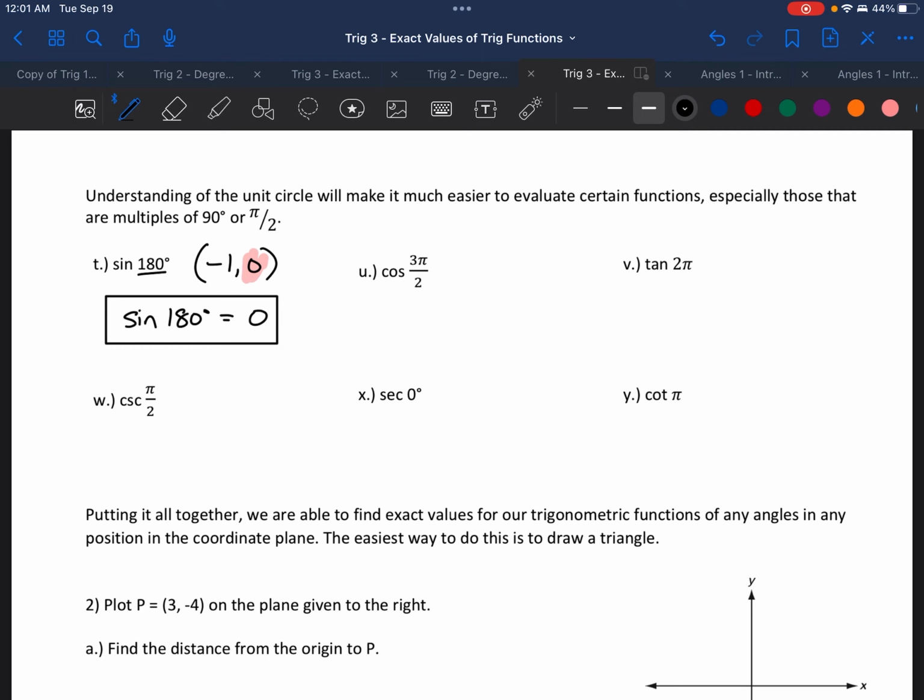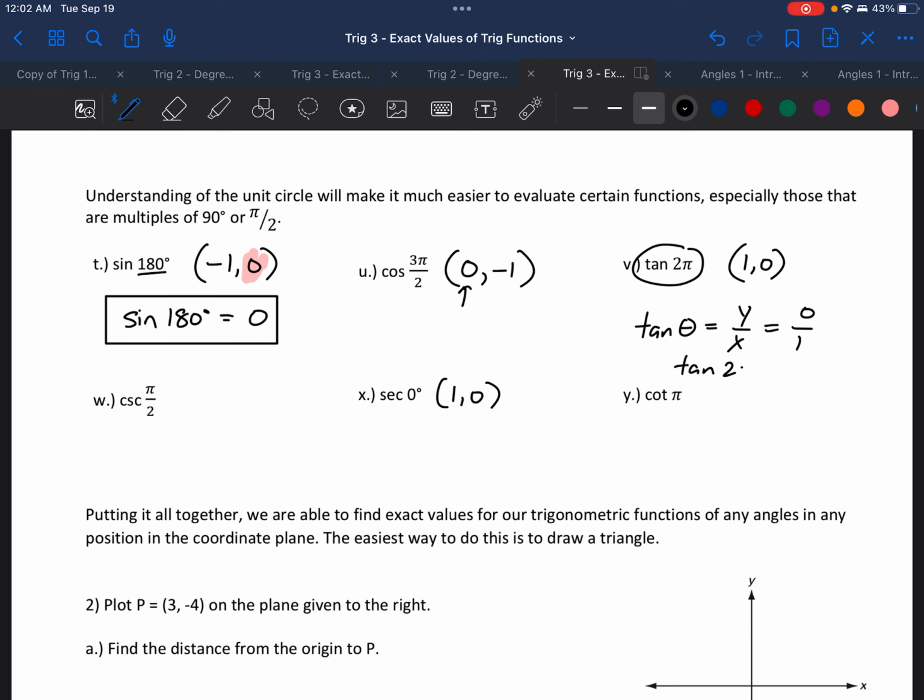And again, the hardest part of this would be just making sure you know where you are on the unit circle. 3 pi over 2 is at the bottom. Here's x, cosine is 0. Tangent of 2 pi. 2 pi is 1 entire unit circle. You're back to that very first point, the same as 0 degrees. So, spoiler alert, here's 0 degrees down here. And all we'd have to say then is, okay, great. Tangent of theta is equal to y over x. Tangent of 2 pi is equal to 0 over 1. Tangent of 2 pi is equal to 0.